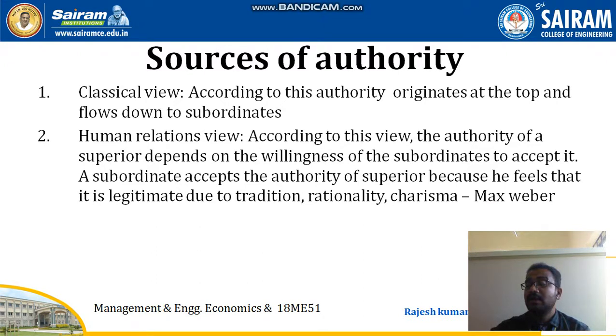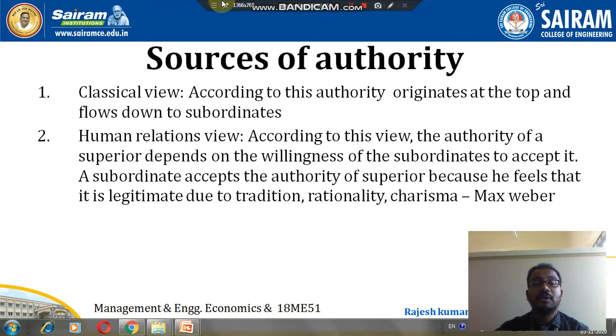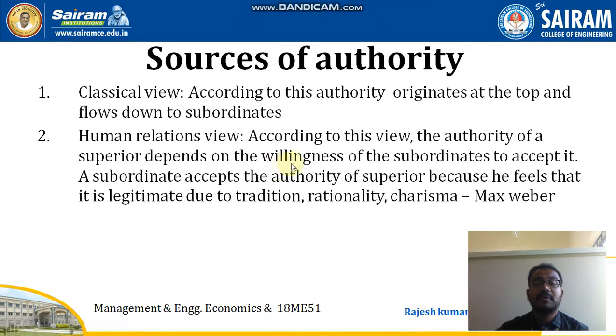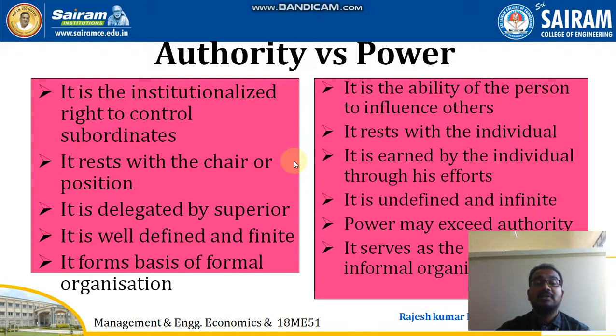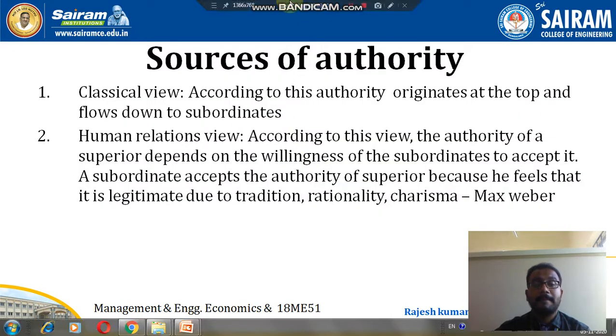And sources of authority include the classical view. According to this, authority originates at the top and flows down to subordinates. Human relations view. According to this view, the authority of a superior depends on the willingness of the subordinates to accept it. But a subordinate accepts the authority of a superior because he feels that it is legitimate due to tradition, rationality, charisma, and others. Thank you.